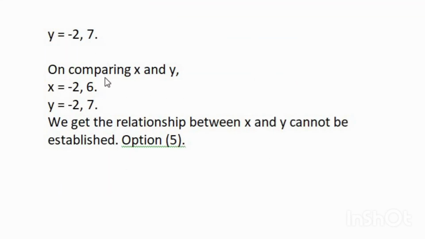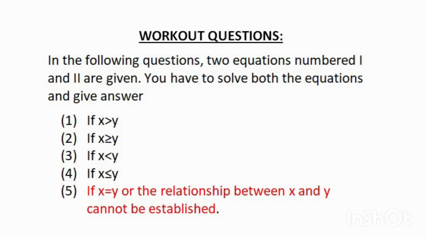Now comparing these x and y values, minus 2 and minus 2 are equal, that means x is equal to y. Minus 2 and 7, y is greater, that is 7 is greater. Comparing 6 and minus 2, x is greater. So in one case y is greater and in the other case x is greater. So we can't establish any relationship between x and y. So option 5 is the answer.